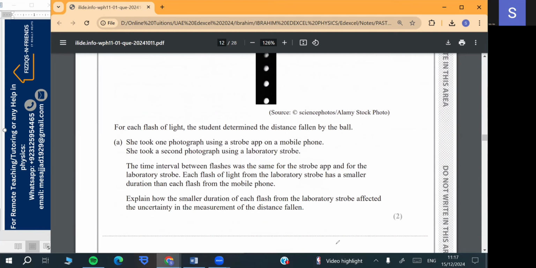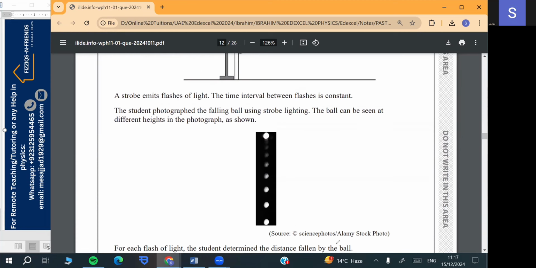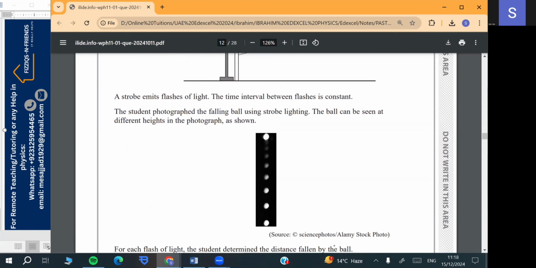She took one photograph using the strobe app on a mobile phone. She took a second photograph using a laboratory strobe. The time interval between flashes was the same for the strobe app and for the laboratory strobe. Each flash of light from the laboratory strobe has a smaller duration than each flash from the mobile phone. Explain how the smaller duration of each flash from the laboratory strobe affected the uncertainty in the measurement of the distance fallen. Okay, first you need to remember the strobe is like a stopwatch.